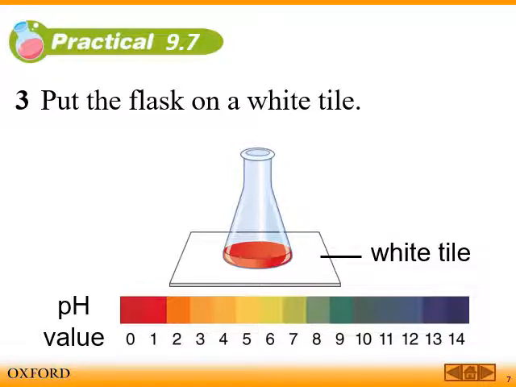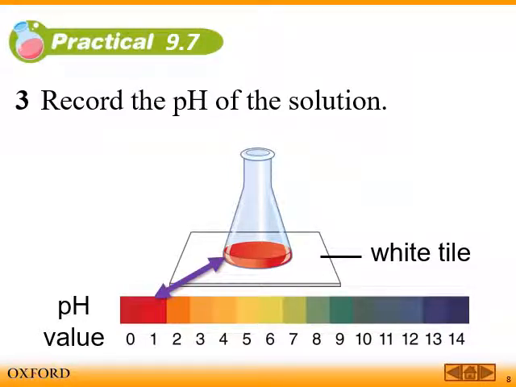We have to match the color of the solution to the pH chart. We can see that the pH value is approximately 1. You can see we will put the conical flask on the white tile. That is because the white tile helps us to observe the color more clearly.